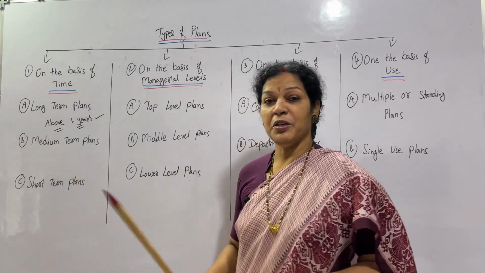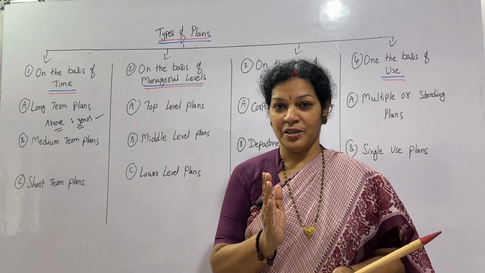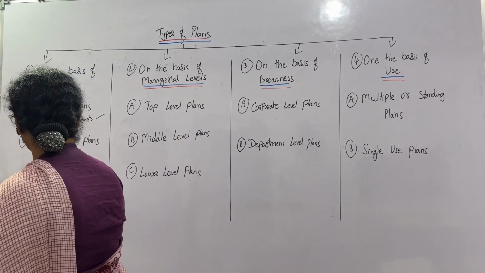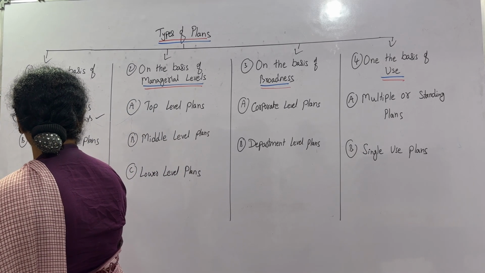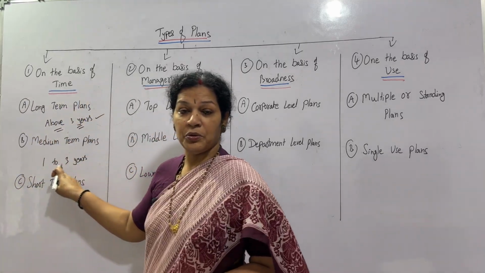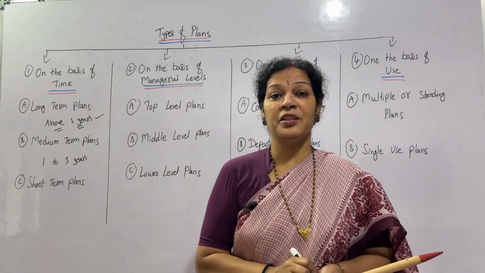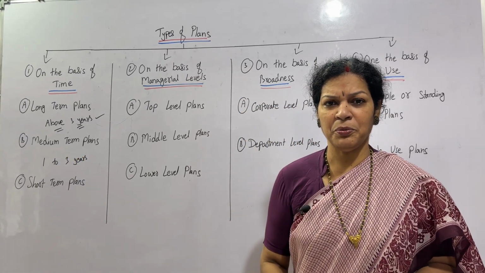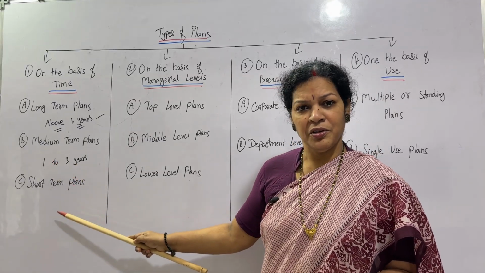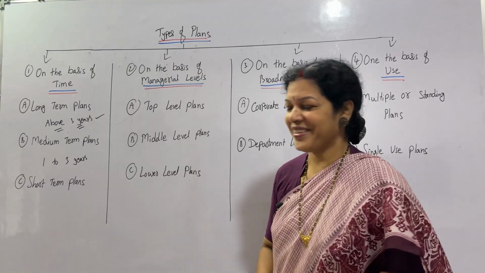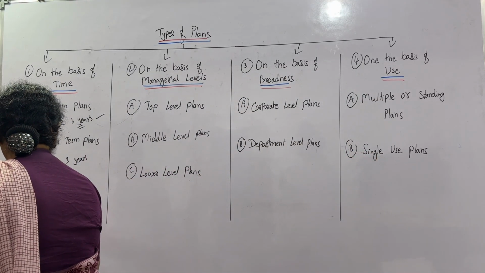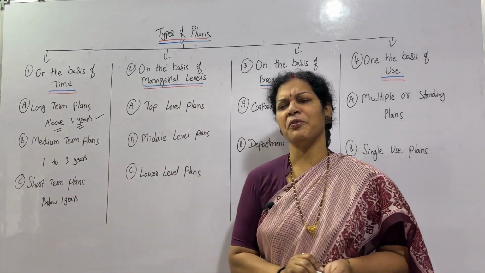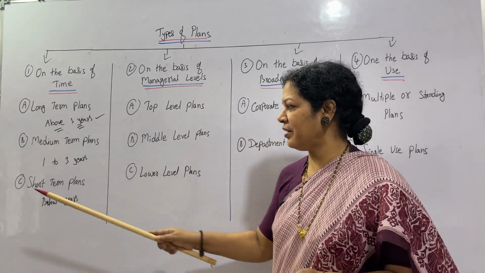The second one is medium term planning. Medium term planning means below 3 years and 1 year and above, 1 to 3 years you can say. In between that period, whenever you are planning anything, we say it is a medium term planning. Next, short term plans. Already we have covered 1 year and above. Short term means below 1 year. Maybe 6 months, 3 months, 9 months, any months, but a below 1 year plan we say is a short term plan.